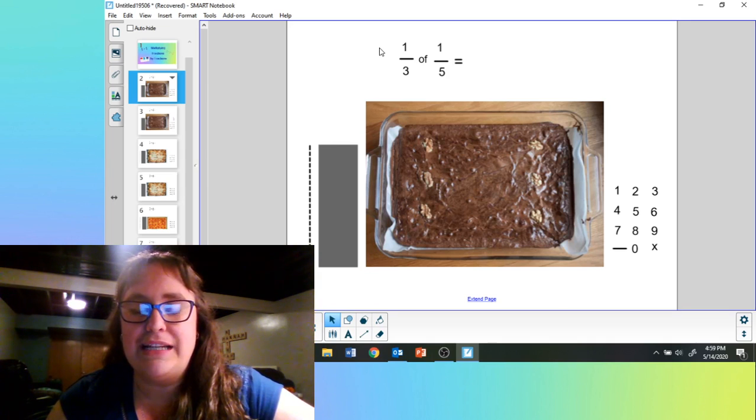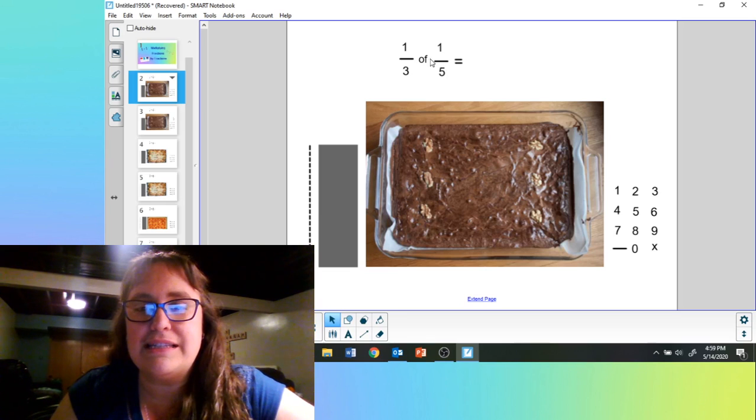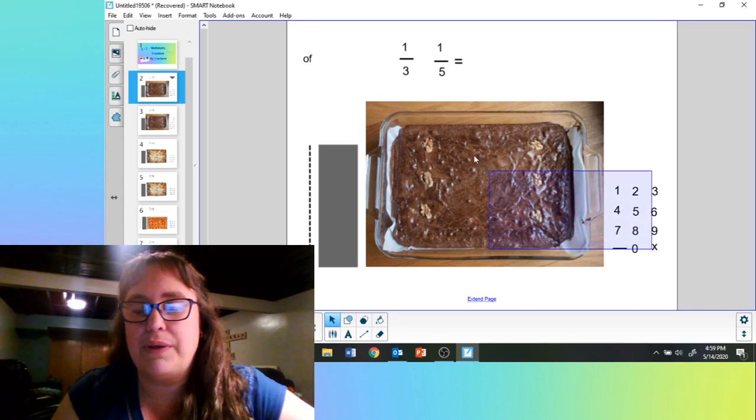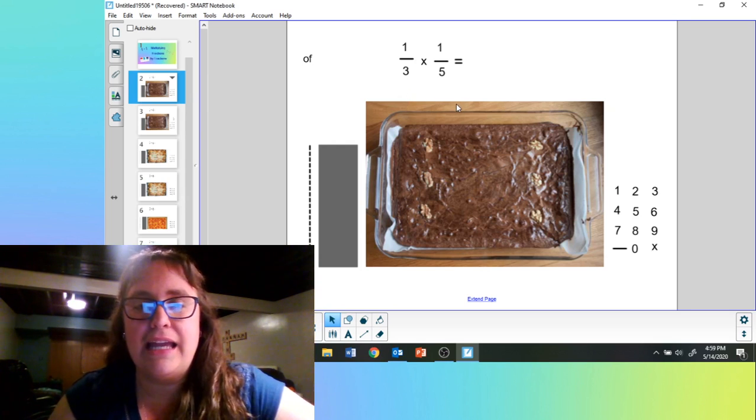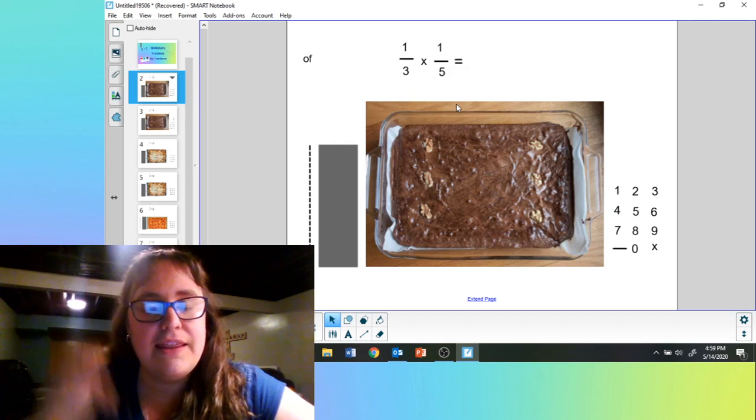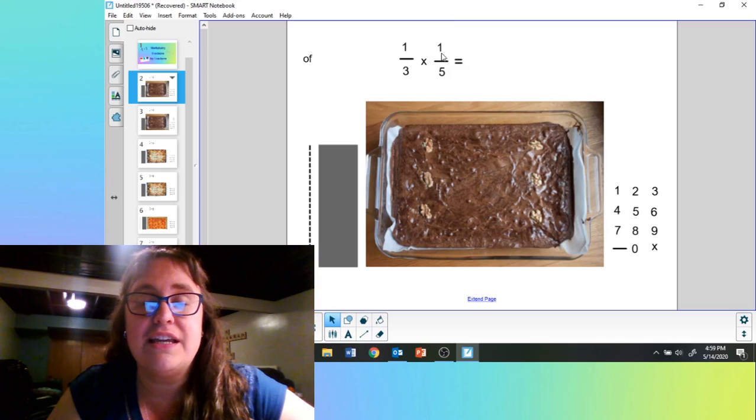The first thing that we need to take a look at is that pesky word of. Of just simply means the word multiply. Of means multiply. So we can actually flop that out and replace that with a multiplication symbol. So we've got 1/3 of 1/5. So imagine that you guys ate a pan of brownies with your family and there was 1/5 of them left, and you get to eat 1/3 of what was left. So let's take a look.